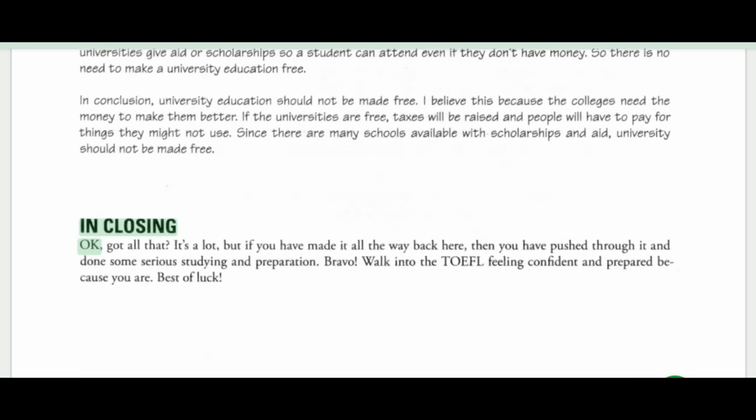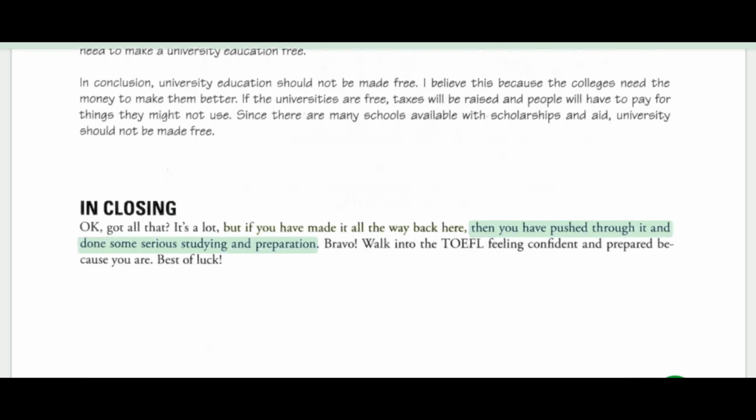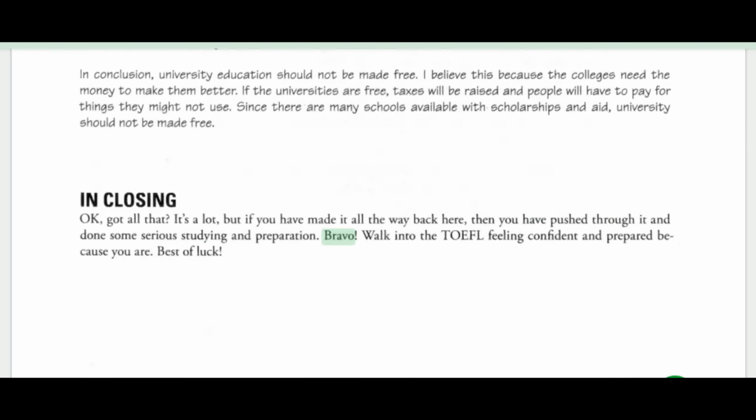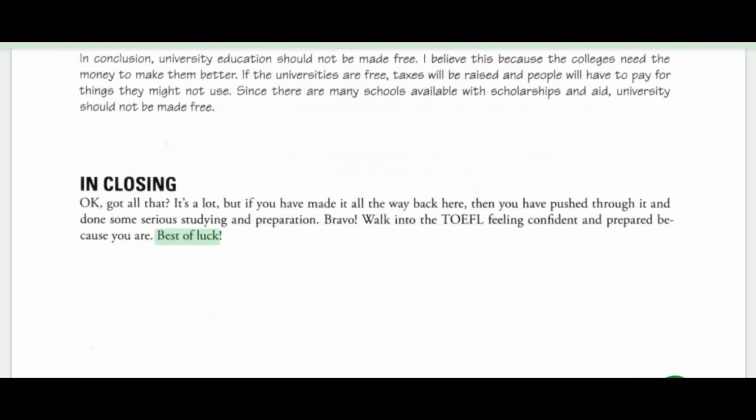Okay, got all that. It's a lot, but if you have made it all the way back here, then you have pushed through it and done some serious studying and preparation. Bravo! Walk into the TOEFL feeling confident and prepared because you are. Best of luck.